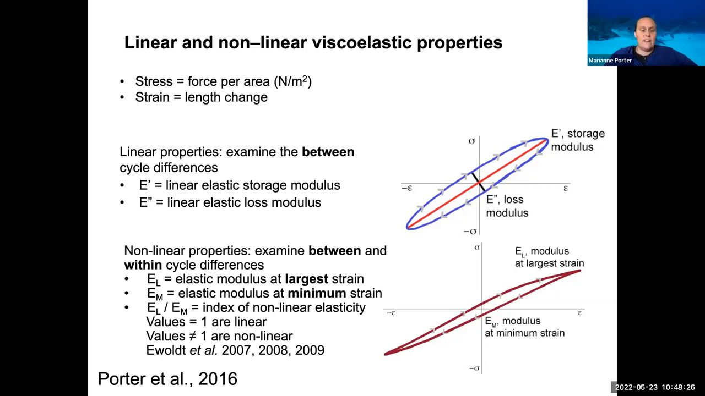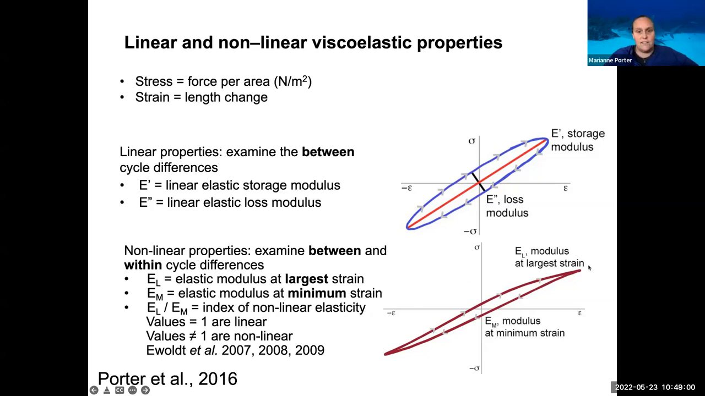And one of the useful things about thinking about these nonlinear properties is we're going to get a little bit more. We might lose some information if we're assuming this straight line, these linear properties. We might lose some of the complexity of what's really happening. So for example, we can measure E sub L, which is our elastic modulus at the largest strain. So this is looking at our modulus over here where we would have large strain. We've got strain on the x-axis here and stress on the y-axis.